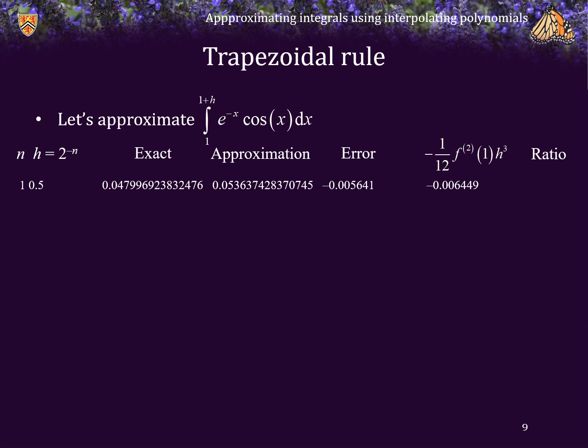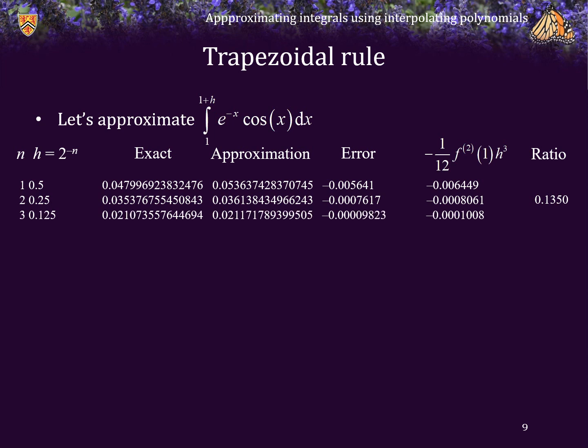Let's estimate a smaller integral. Let's integrate from 1 to 1.25. Now, there's the exact value. There's our approximation using the trapezoidal rule. And you'll notice that the error has dropped almost by a factor of 10. If you calculate the new error over the previous error, you get that the ratio is 0.13. So yeah, almost a factor of 8. That's pretty good.